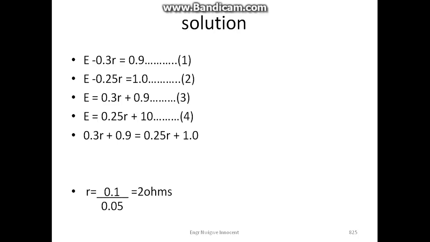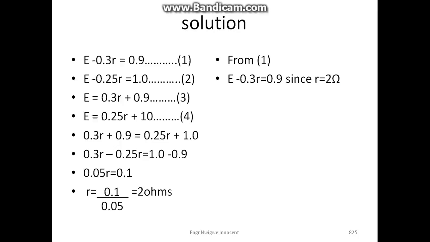Then collecting like terms together, we have that 0.3r minus 0.25r equals 1.0 minus 0.9. Then we now have 0.05 times small r equals 0.1. Making r the subject of the formula, we have 0.1 over 0.05, which gives us 2 ohms.